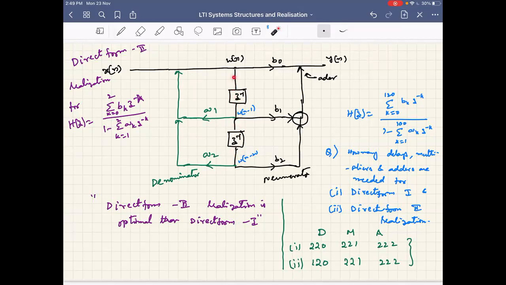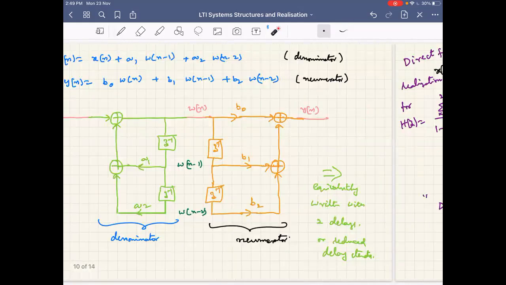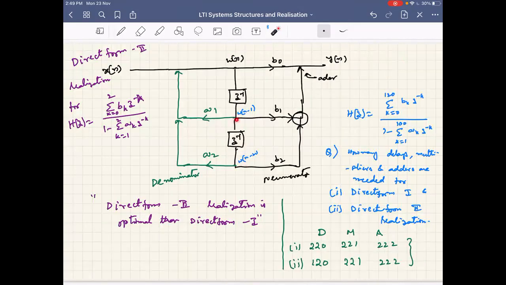Okay, and you can see that exactly whatever we had here, we also have here: w[n minus 1], w[n minus 2], and from here w[n minus 1] into a1 and w[n minus 2] into a2 on this side, to add to this to give w[n], whereas to give y[n], b0 into w[n], b1 into w[n minus 1], b2 into w[n minus 2], put together you get y[n]. Okay, so these IIR systems are mostly realized with direct form 2 implementation, and direct form 2 is more optimal than direct form 1 realization.